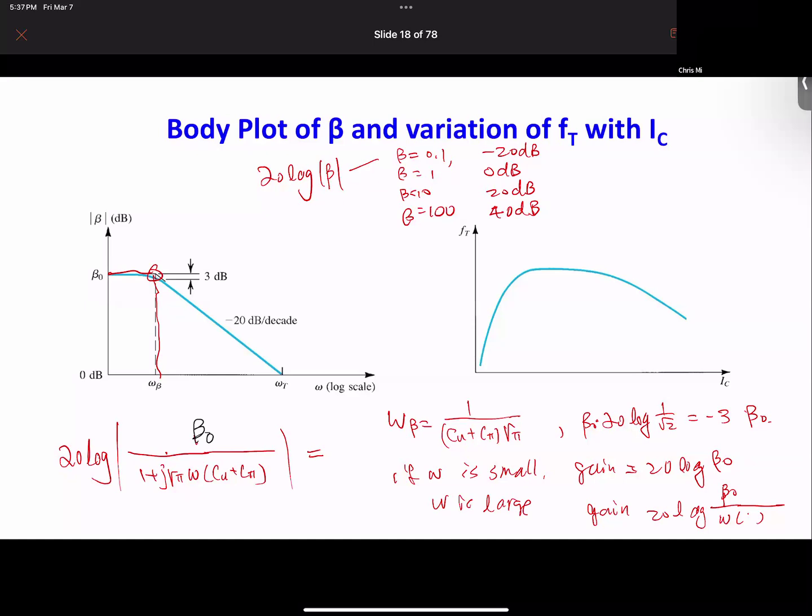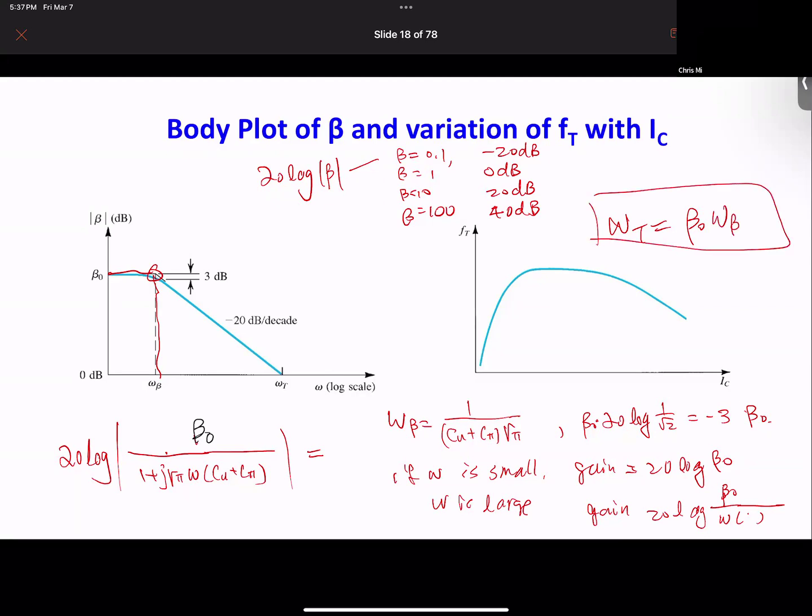And we find that at some point, it's going to cross this line. It's called 0 dB or unity gain. This corresponds to the gain being equal to 1. And I think what we get from the book is omega T, so omega T equals beta 0 times omega beta. So this is your gain over here.